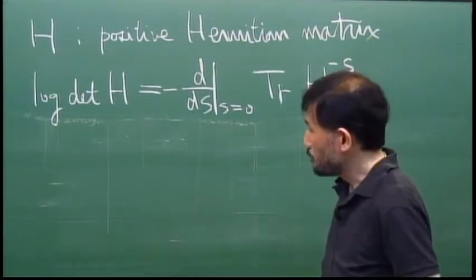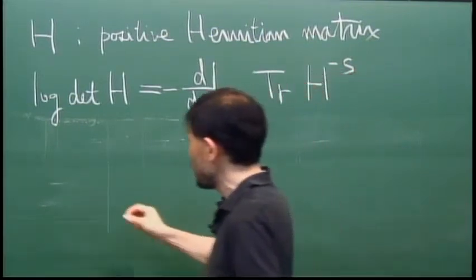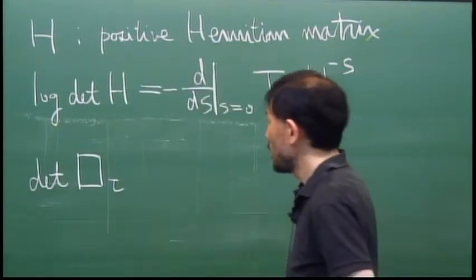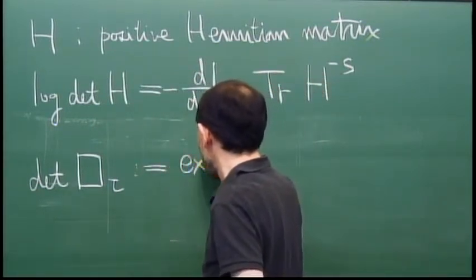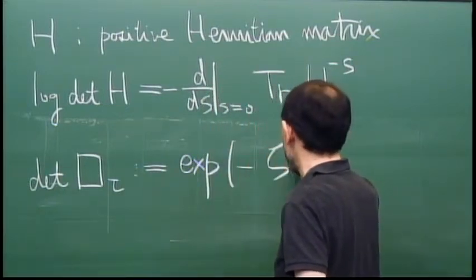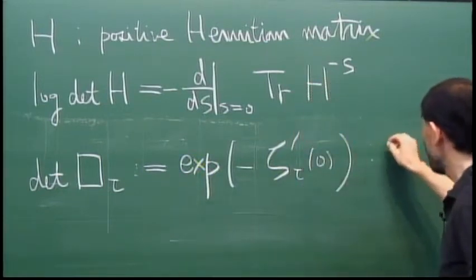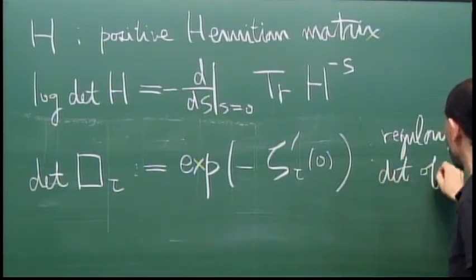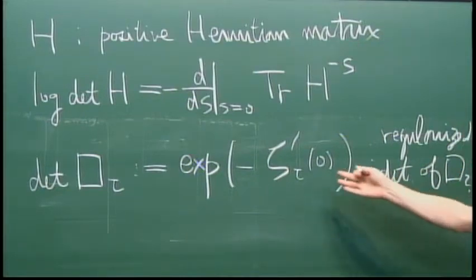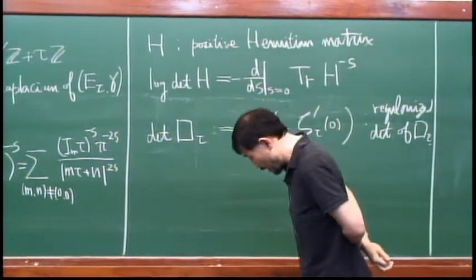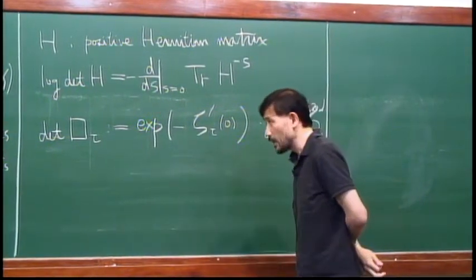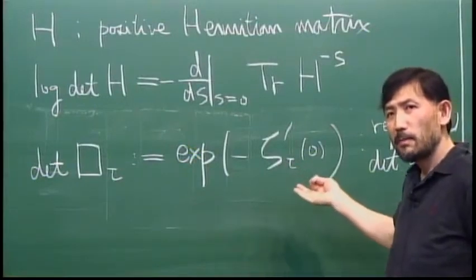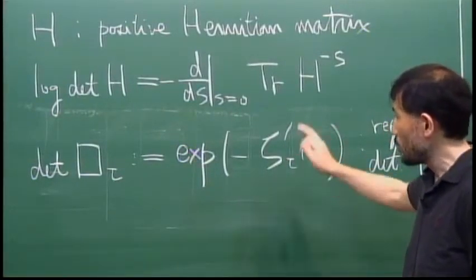As an analog, they introduced the regularized determinant of the Laplacian. It is defined as the exponential of the so-called regularized expression. Because this real analytic Eisenstein series admits analytic continuation and is holomorphic at the origin, this is well defined and you get a number. This is an analog of a usual determinant.